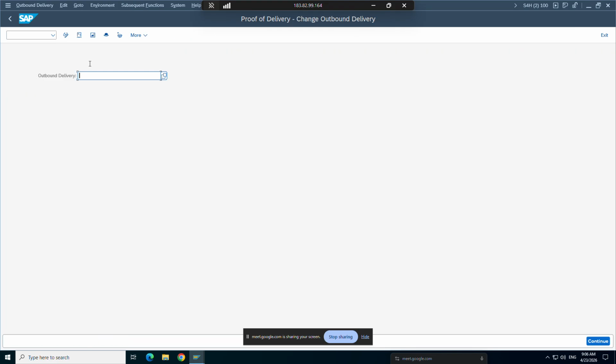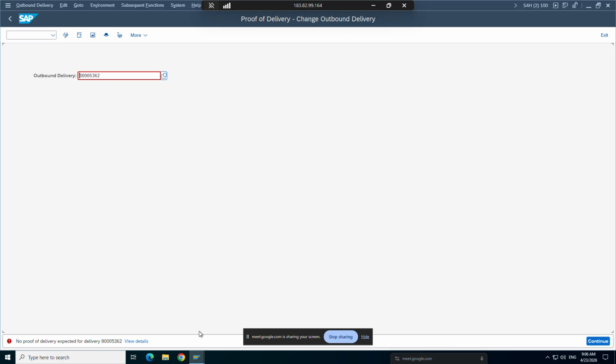You will give a delivery number here. I don't know whether it will take it or not, but let's see. You see, this customer was not marked for proof of delivery, so it is saying that this delivery is not relevant for proof of delivery. It's a small process actually. You go inside, select the line item and confirm it. That's it. VLPOD is the transaction confirming that the customer has received the goods.